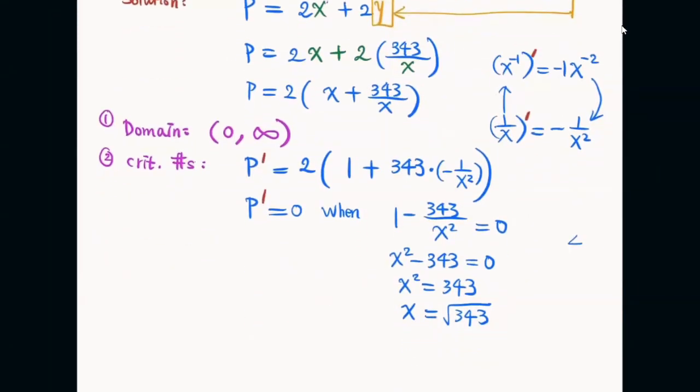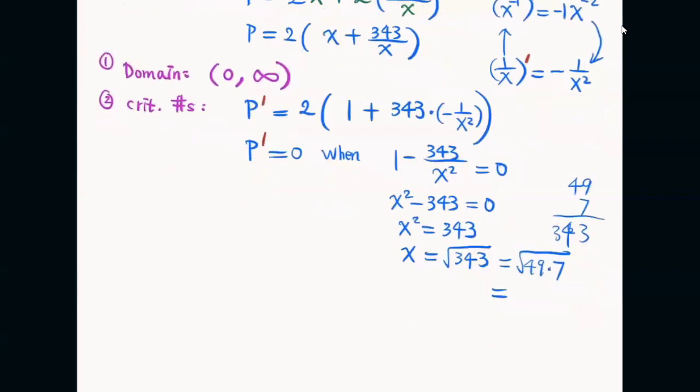Okay, so if you use a calculator, 49 times 7, yeah. So this one here is the square root of 49 times 7. So therefore, square root of 49 is 7, so we have 7 outside, and then square root of 7. So x is equal to 7 square root of 7, and that's the only critical number we get, because the critical number has to be in the domain. So it has to be positive. The negative square root is not in this domain, so we don't count that as a critical number.